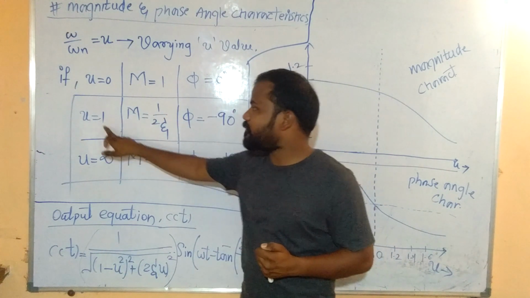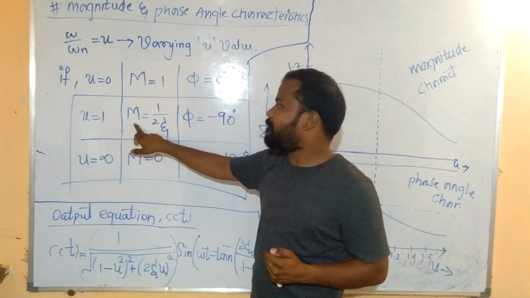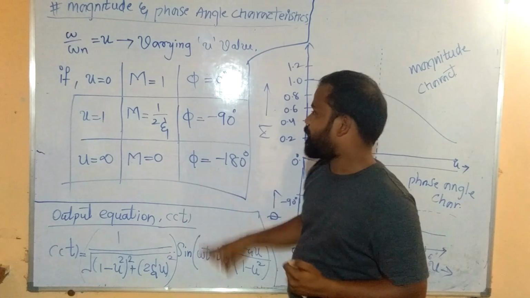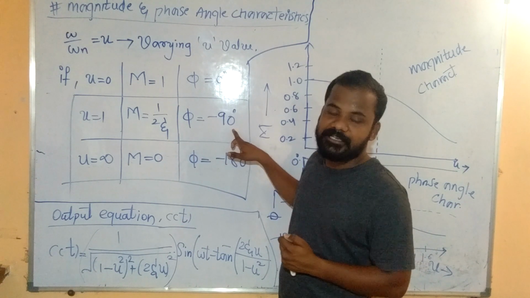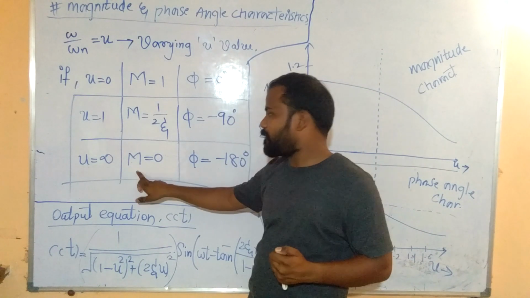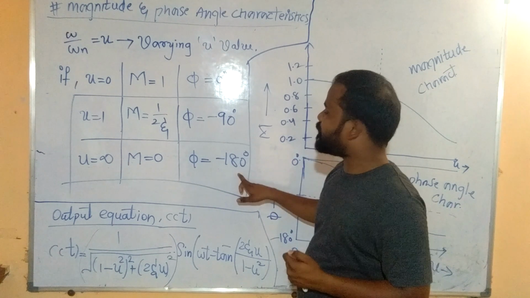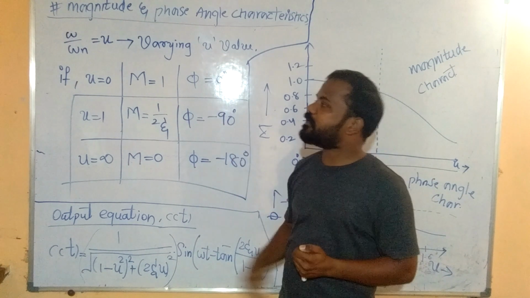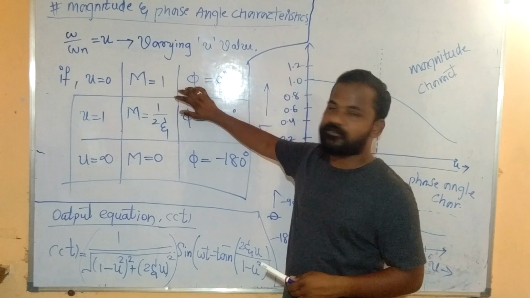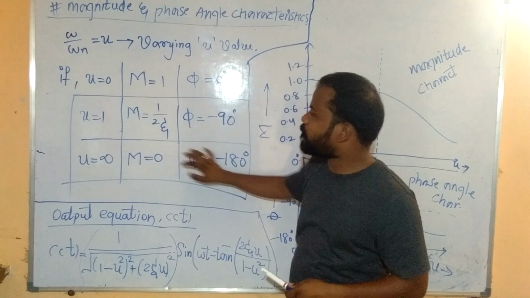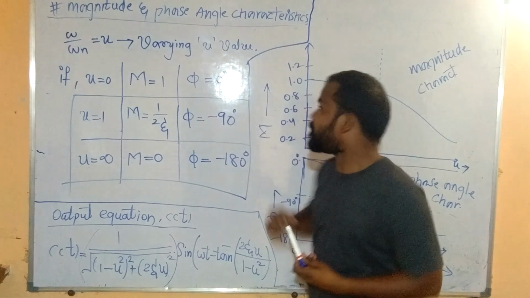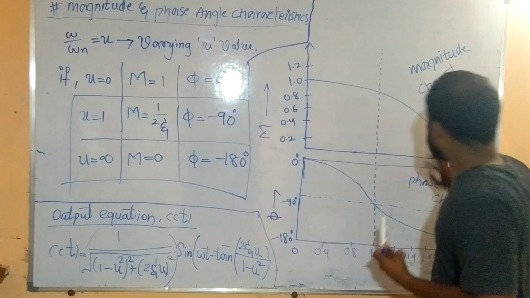If u is equal to 1, substitute, then you will get m is equal to 1 divided by 2 zeta, and phi is equal to minus 90 degrees. Like that, if u is equal to infinity, then m is equal to 0 and phi is equal to minus 180 degrees. By varying the value of u, where u is equal to omega by omega n, you will get different magnitudes and different phase angles. With the help of all these values you can draw the magnitude characteristics and phase angle characteristics.